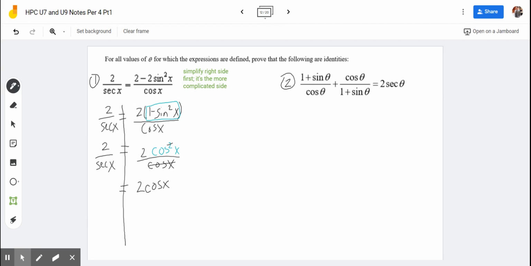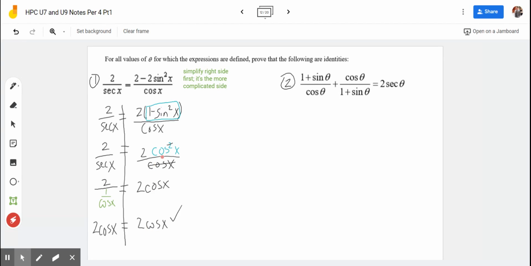And we'll have 2 cos of x equals 2. And then what I'm going to do now is rewrite secant so it's in terms of cosine. So it becomes 2 divided by, and then secant I'm going to change as 1 over cos. Okay, so dividing by cosine on the left side, that's the same as multiplying. So it becomes 2 cos of x equals 2 cos of x. All right, so that first identity now is verified.